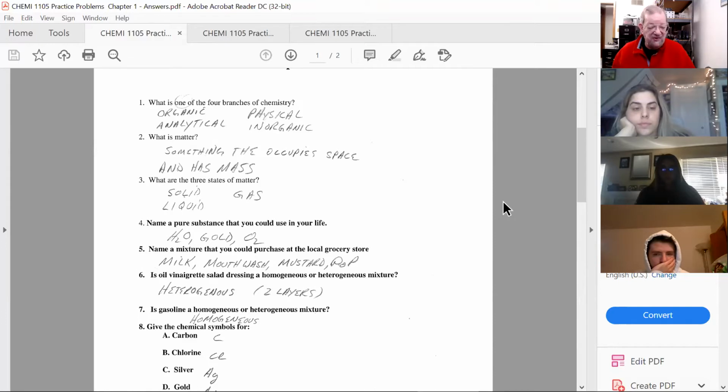Now name a mixture that you could purchase at your local grocery store. And there are a lot of things, but milk is a mixture. If you get mouthwash at your local grocery store, I guess if you call Walmart a grocery store, well, the one by my house sells mouthwash. That's where I get mine.